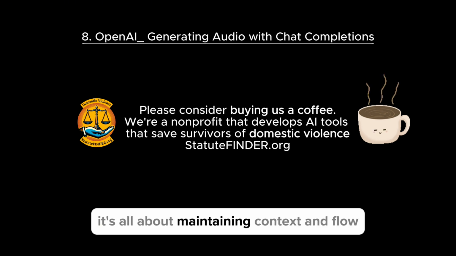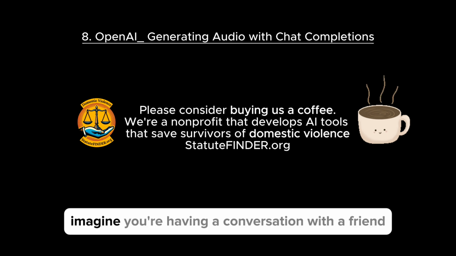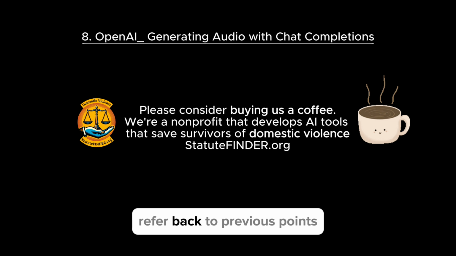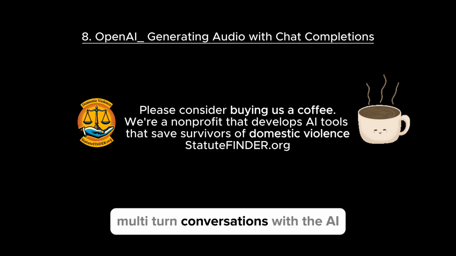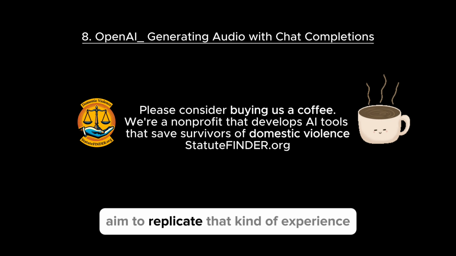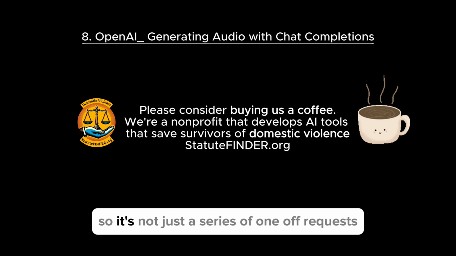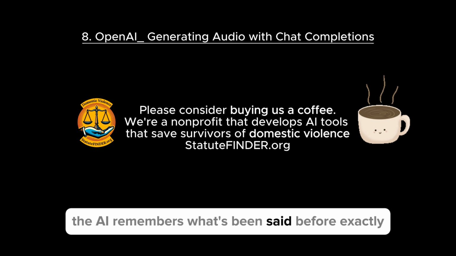It's all about maintaining context and flow. Imagine you're having a conversation with a friend. You build on each other's thoughts, refer back to previous points, and the whole thing feels natural and connected. Multi-turn conversations with the AI aim to replicate that kind of experience. So it's not just a series of one-off requests. The AI remembers what's been said before.